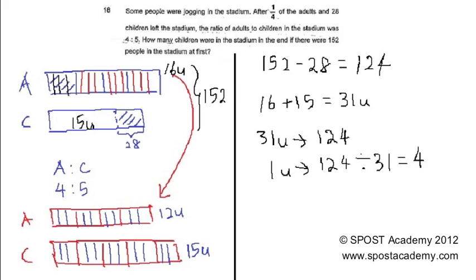So the question is asking how many children were in the stadium in the end. So take note, it's asking for the final, in the end. So in the end, the children have a total of 15 units. So 15 times 4 will give me 60.